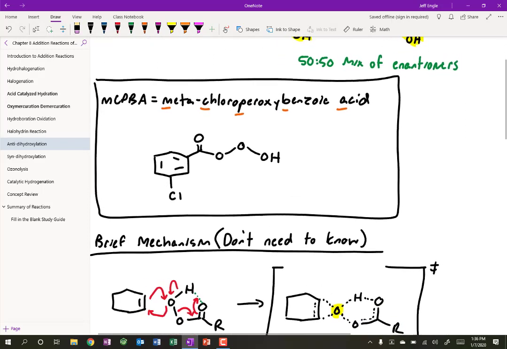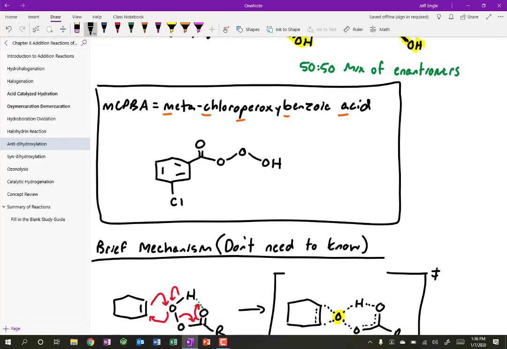Oftentimes, what we'll see as the reagent used is MCPBA. However, often you'll also see alternates. So let me write down some alternate reagents over here. Oftentimes you'll see CH3COOH. That's peroxyacetic acid. This is the other alternate reagent that you often see in the Klein textbook. If you notice in both of these, they have these peroxy bonds right there. So either one is a useful reagent for this transformation.